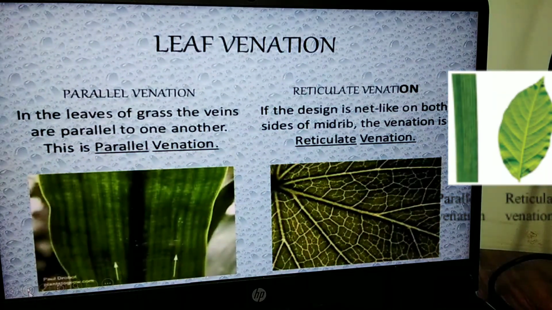For example, in the leaves of grass, the veins are parallel to one another. This is parallel venation. Whereas if they are designed in a net-like form on both sides of the midrib, then the venation is called reticulate venation.